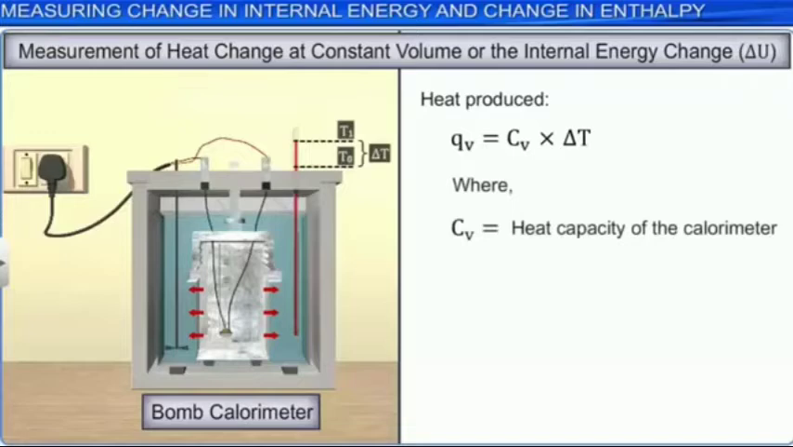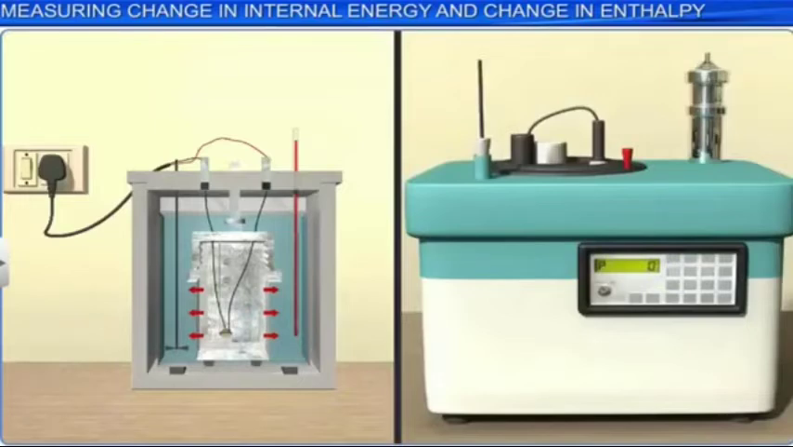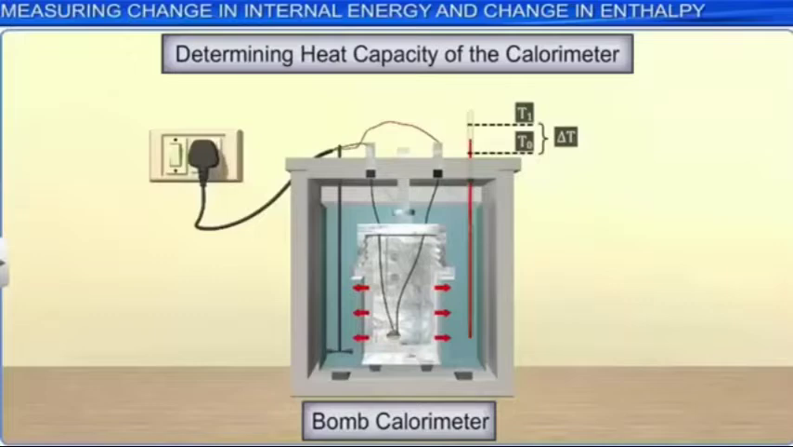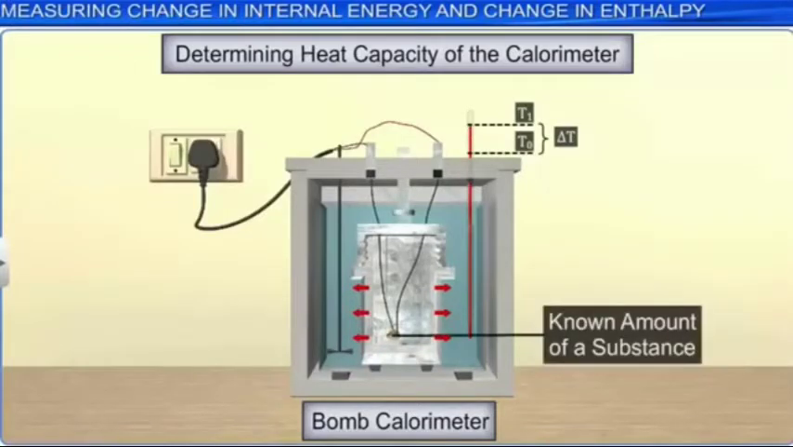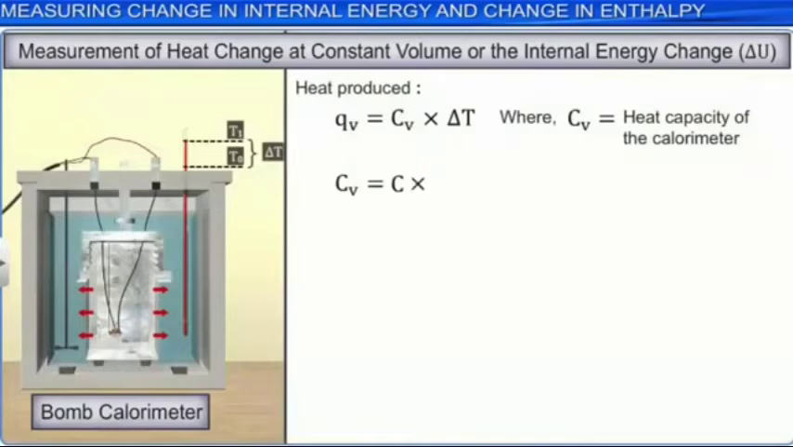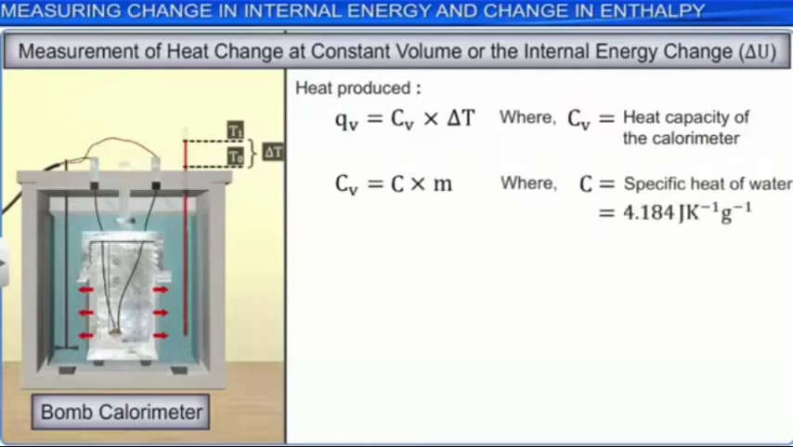The measure of a bomb calorimeter's heat-absorbing property is called its heat capacity. Each bomb calorimeter differs from all others in its ability to absorb or release heat. The heat capacity of each bomb calorimeter is determined experimentally. Heat capacity of the calorimeter is determined separately by igniting a known amount of a substance, whose heat of combustion is already known, in the same calorimeter. And CV is equal to C multiplied by M, where C is the specific heat of water and is equal to 4.184 joules per Kelvin per gram, and M is the mass of water.